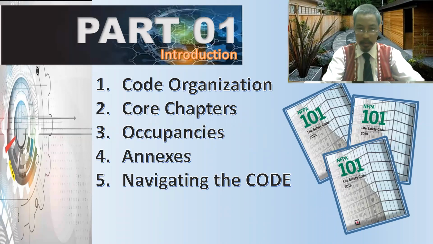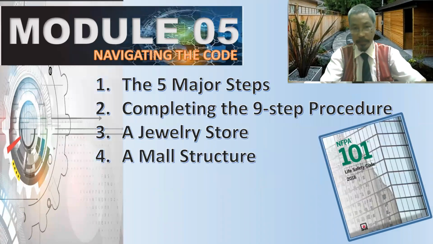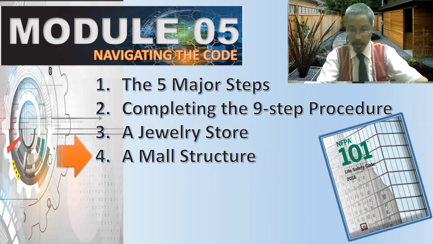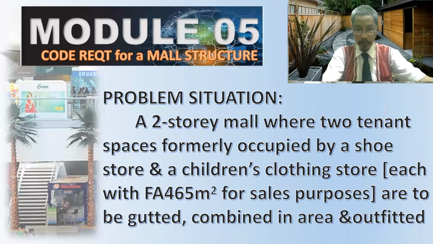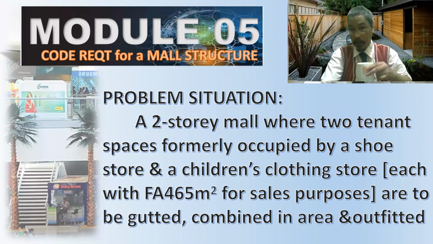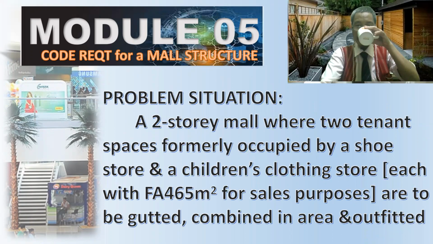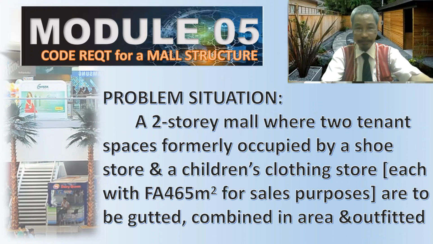Part 1, introduction, code organization, core chapters, occupancies, annexes, navigating of the code. So we are at part 5, navigating the code, where we have 4 different subtopics. We are now on the 4th one, sample of a mall structure. So designing a mall structure. We have the following problem.